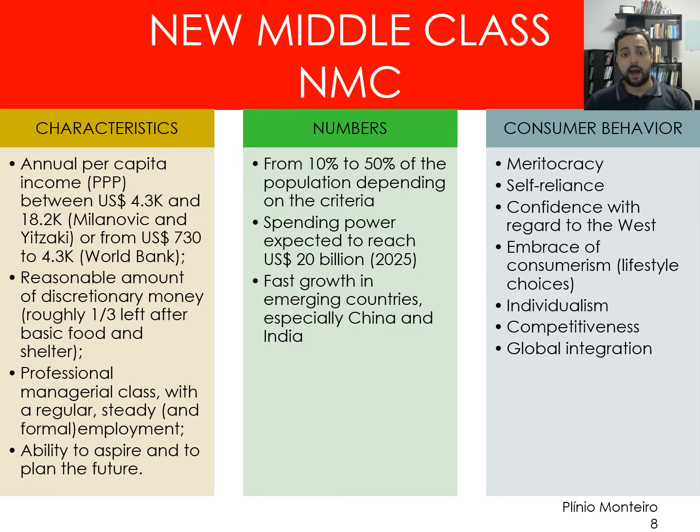And the annual per capita income is something between $4,300 to $8,000. And also, if you use the numbers of the World Bank, it's something like a little bit less than that. And of course, they have more discretionary money. What is that? They have more money to spend on other things that they want.